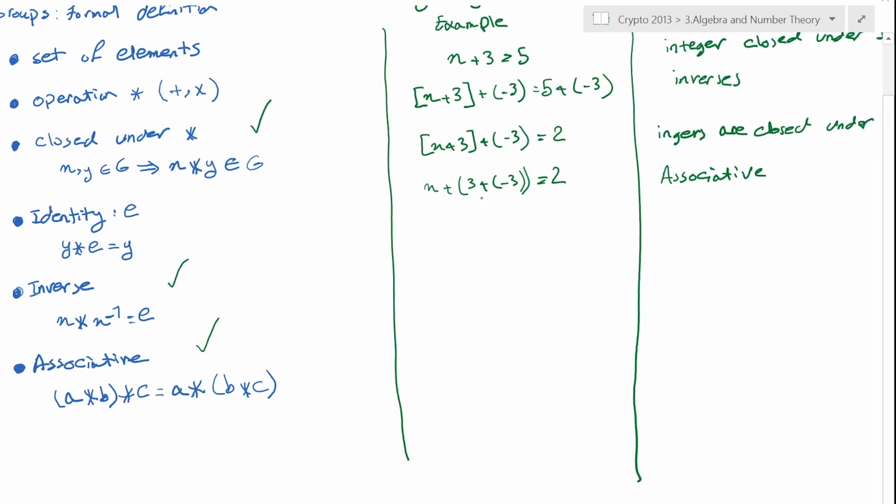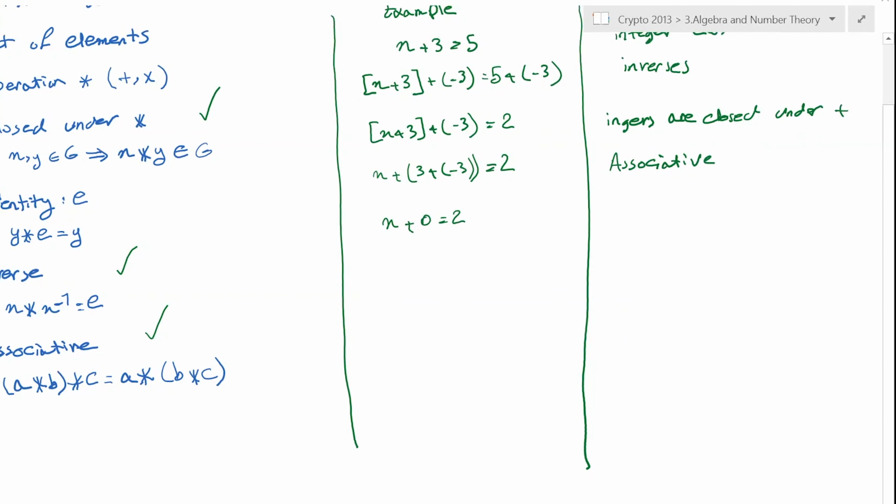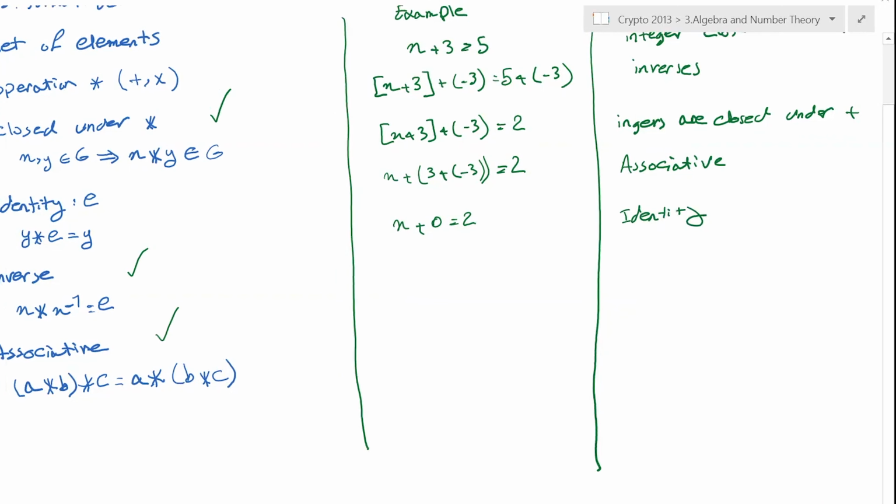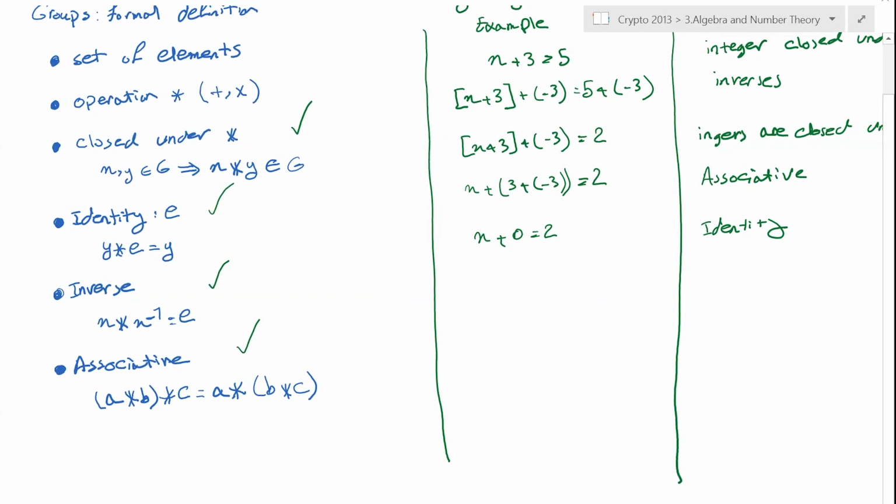So adding these two things together, it would become x plus, this would become 0, equals 2. And that 0 is our identity, right? Identity element. So we need to have identity because any value plus identity element 0 would become itself. So then we get x equals 2 because of that.